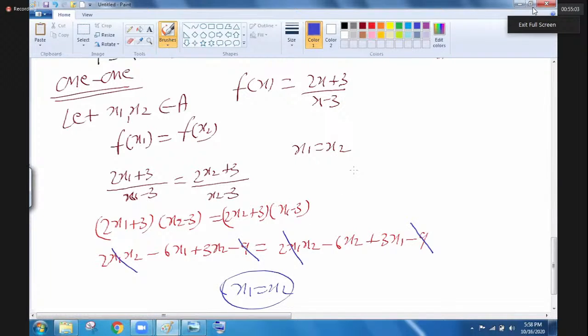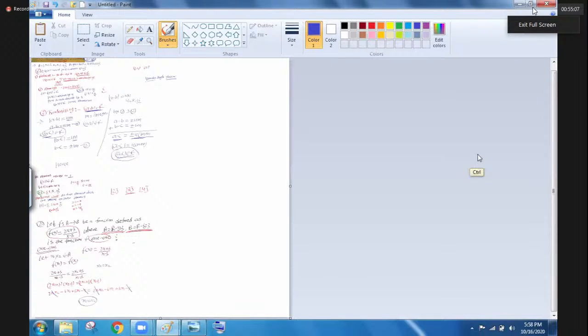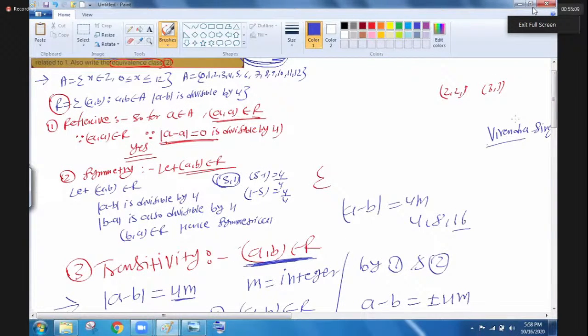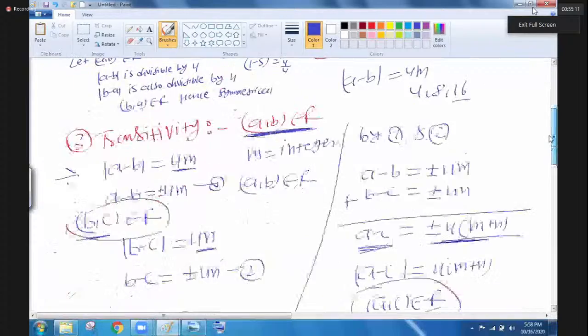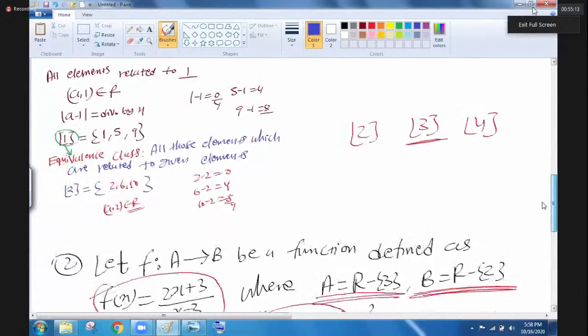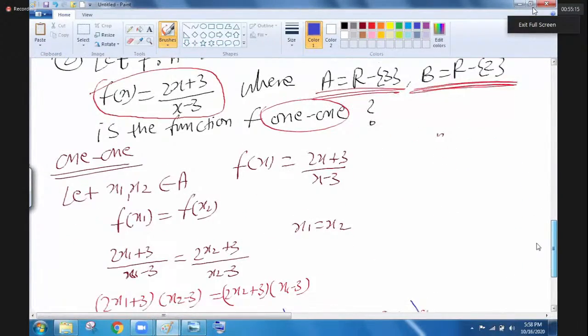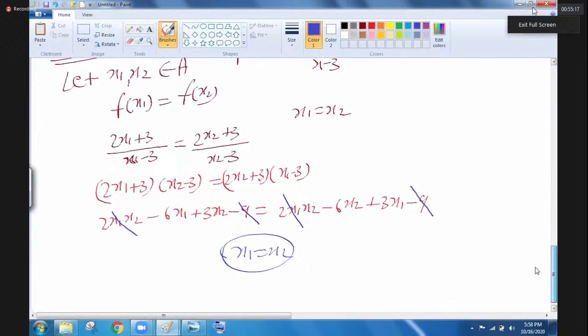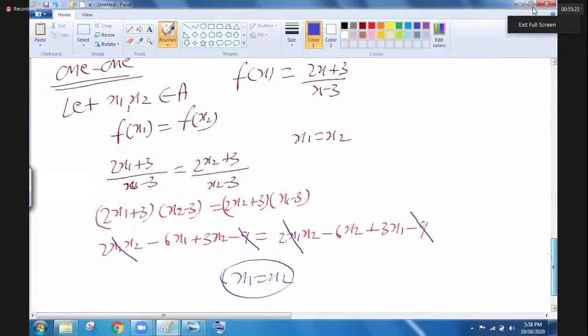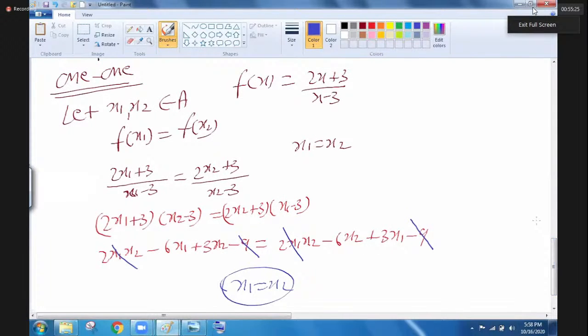So if you take the images equal and you get the elements as equal, it definitely means this is a one-one function. This is one way to identify a one-one function. It is the easiest way if you know the function. If they have given you the function, then you can do it. Otherwise, some other methods I will teach you definitely.